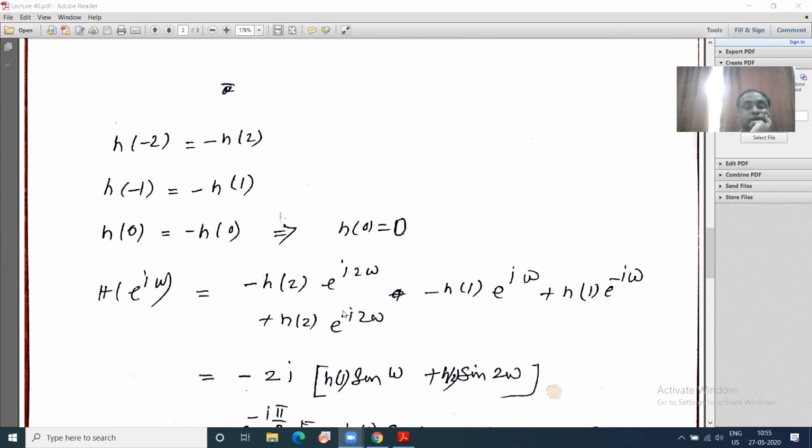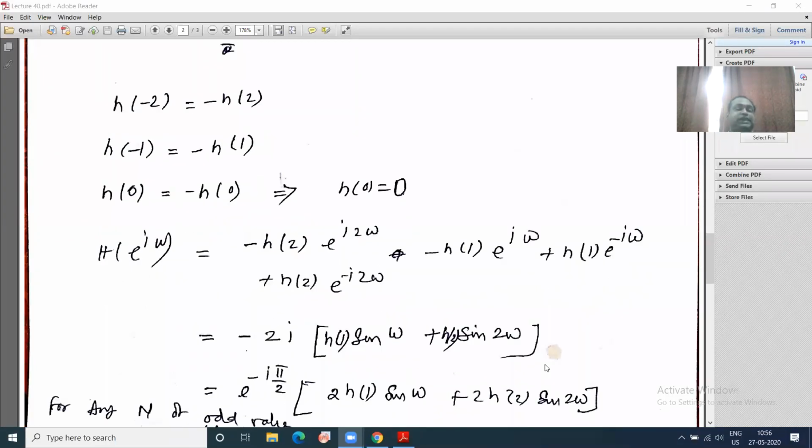see, e to the power j2 omega with a negative sign, and minus is a positive sign. So if you take a negative sign here, then it will be 2j sine omega. So combining this term and this term, I will write minus 2j h of 1 sine omega. And if I combine this term with this term, I will write minus 2j h2 sine 2 omega. Agreed?